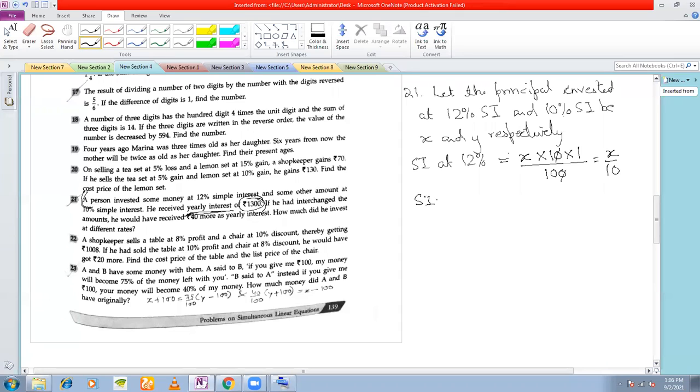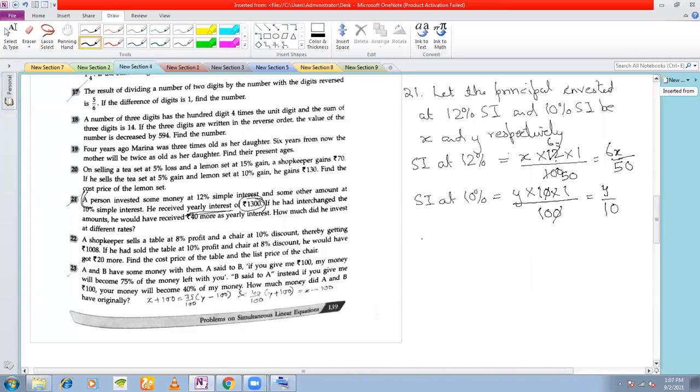Also, SI at 10%. At 10%, what is the principal that he is investing? y. And oh, okay, this is 12%. My mistake. Rate here is 12%, not 10. So x into 12 into 1 by 100. Now you can cancel this, so you get 6x by 50. And here you're investing at 10%, so y into 10 into 1 divided by 100. Here this cancels, and you're getting y by 10.